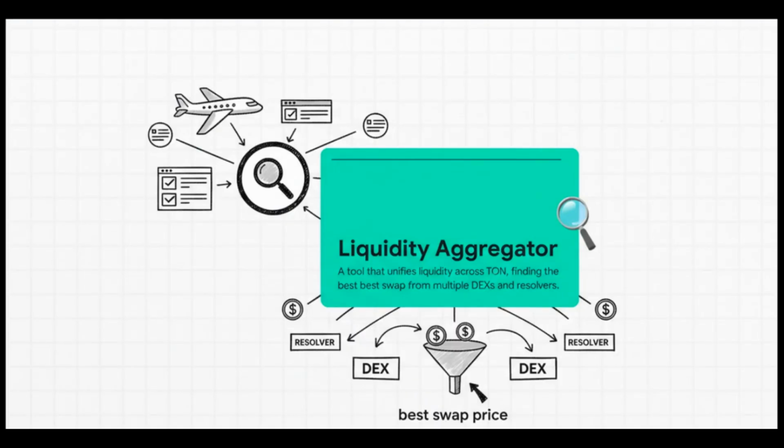Think about it like this. It's basically a Kayak or a Google Flights for your crypto trades, right? You don't go to every single airline's website one by one to find the best deal. You use one tool that scans all of them at once and gives you the cheapest, most efficient route. A liquidity aggregator does exactly that for your tokens. It scours the whole network to find the absolute best path for your trade in an instant.